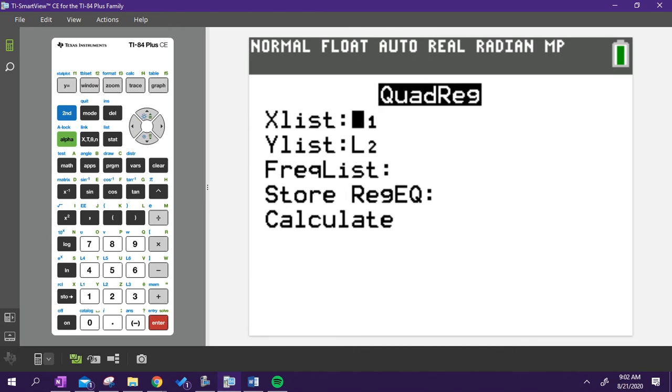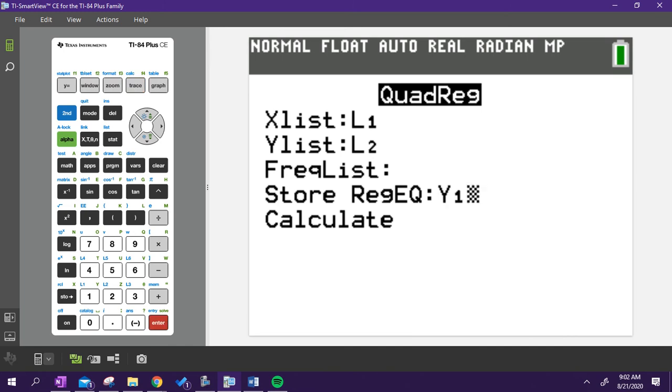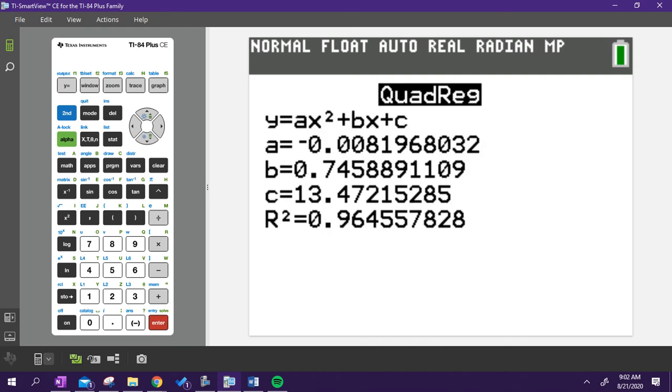It's got L1, L2. We're going to go down to store regression equation. Remember, we want to store that line. That way it graphs it for us. So here we go, alpha and then F4, so up here on the trace button. And then we're going to select Y1. Okay, so it's going to save us Y1 right there. We're going to go down to calculate that thing. There is my equation. Okay, that is the equation of a line.